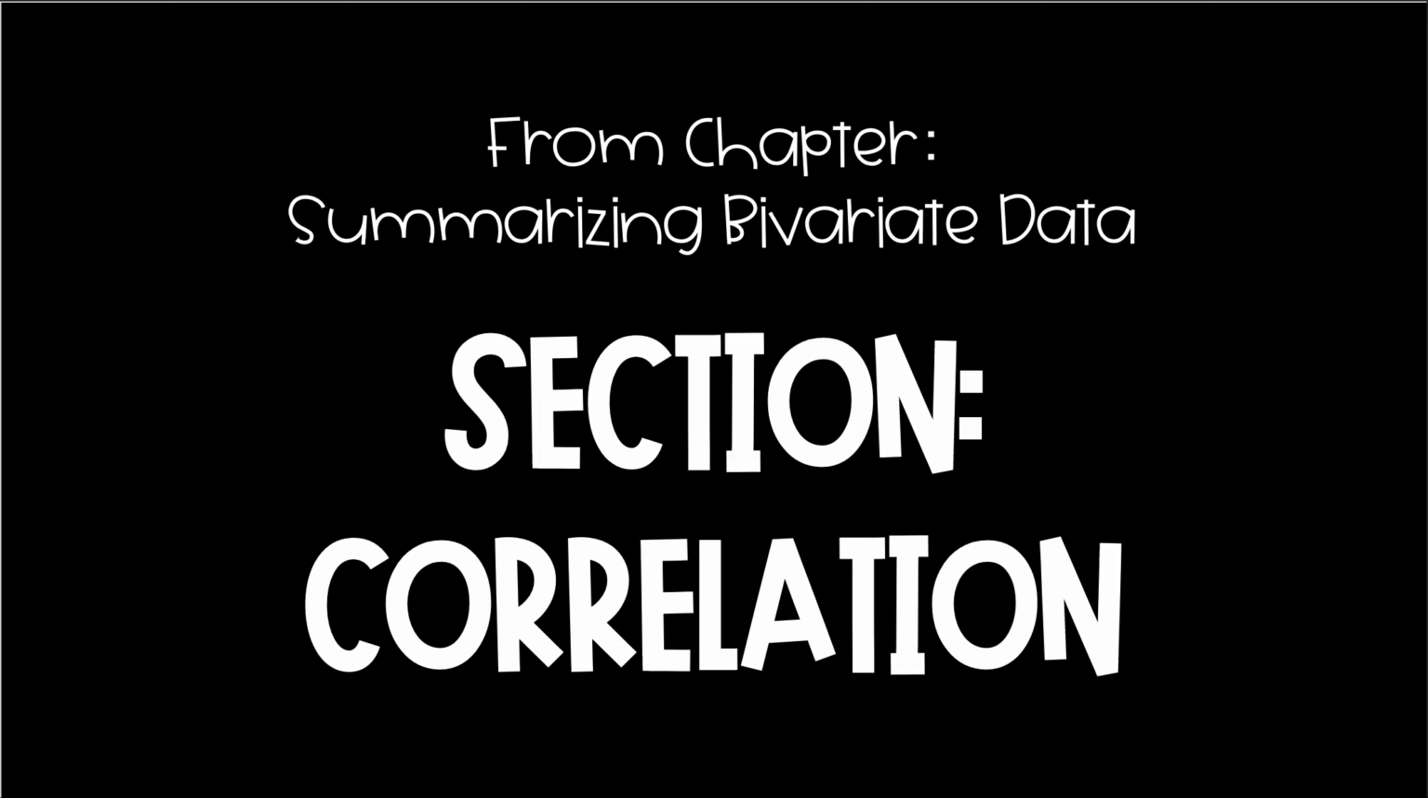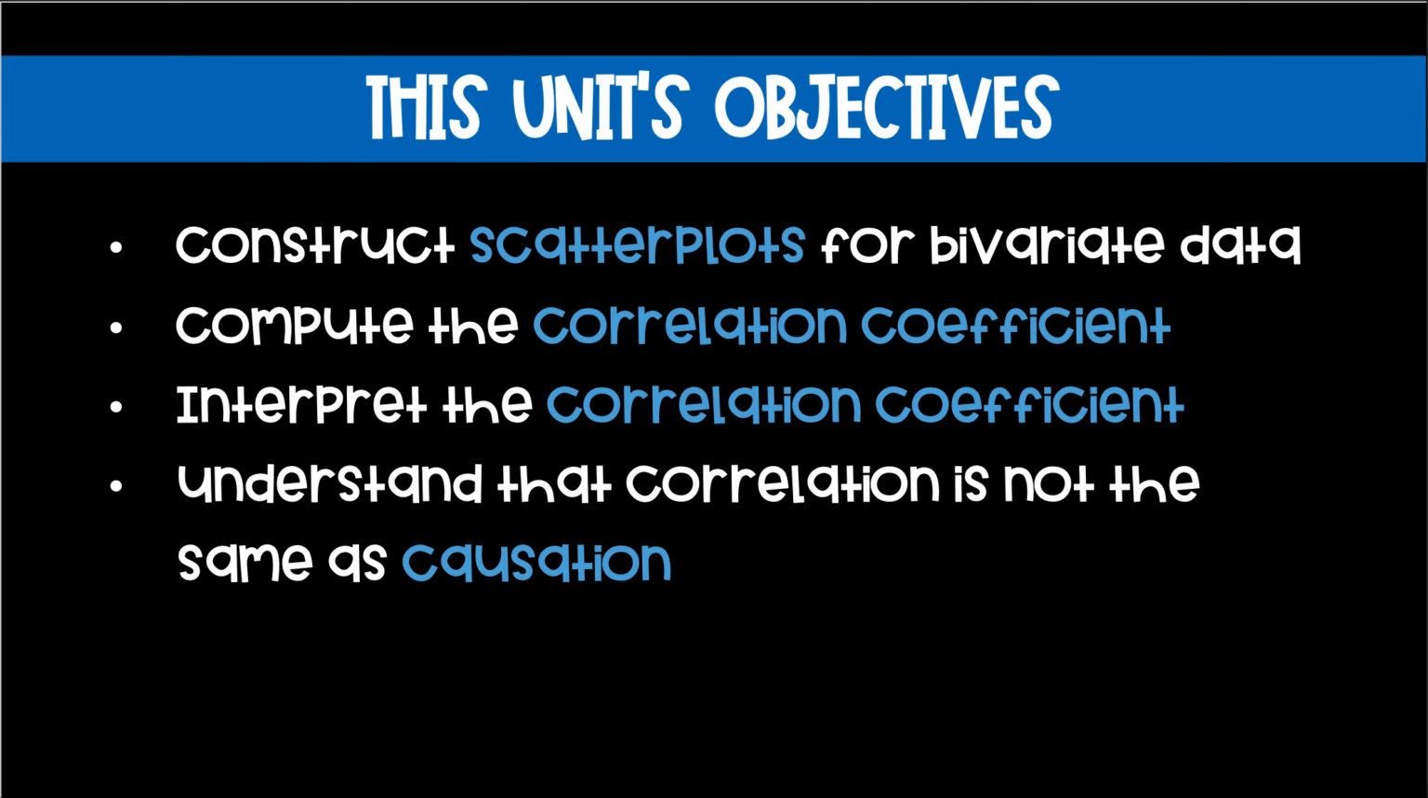Hello students, this is the section on correlation from the chapter summarizing bivariate data. The objectives for this unit will be to construct a scatter plot for bivariate data, compute and interpret the correlation coefficient, and to understand that correlation is not the same as causation.